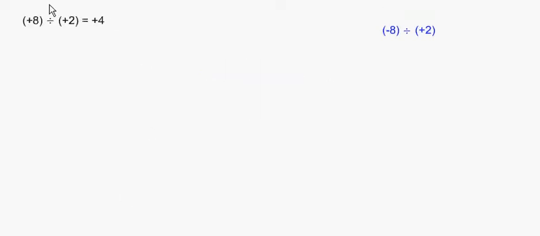I've moved my previous question over to the left, and I'm working on the question over here on the right in the blue. So this question says I start off with negative 8, and I want to divide it into two groups, and what's the size of my groups? Or I could ask, I'm starting off with negative 8, I have groups of positive 2, what would I have to do to get a negative 8?